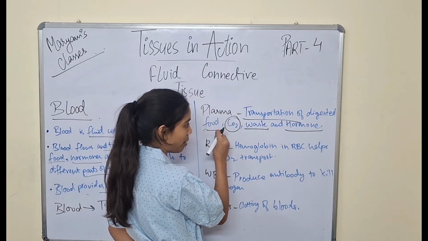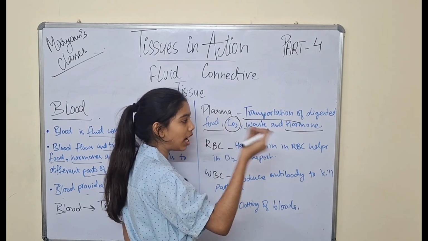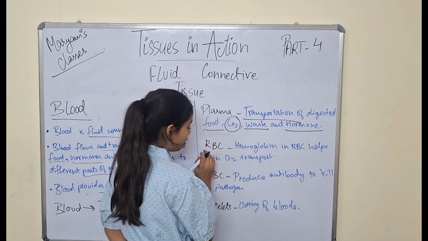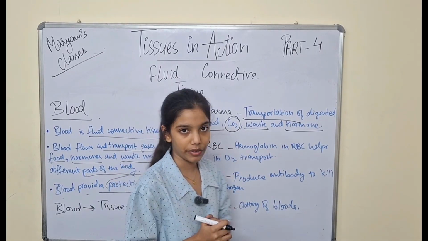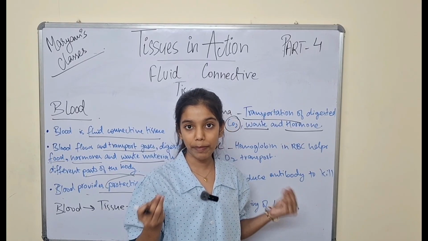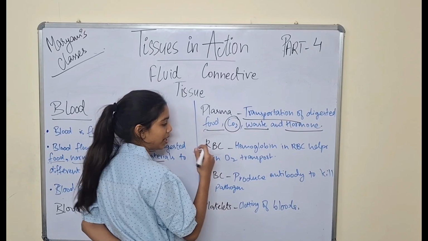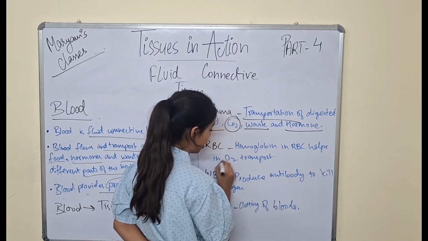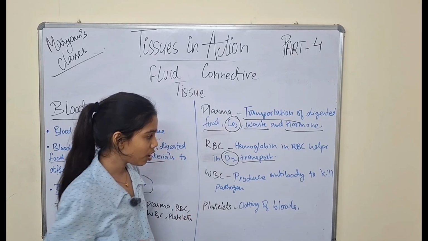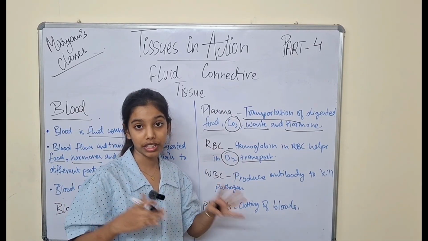Now the plasma transports the digested food, CO2, waste and hormones to our whole body. And our red blood cells contain hemoglobin. Hemoglobin is a red pigment present in our blood. So hemoglobin in red blood cells helps in oxygen transport.